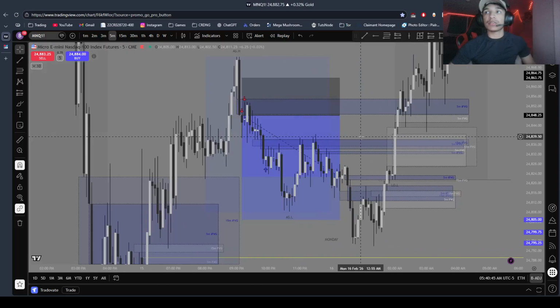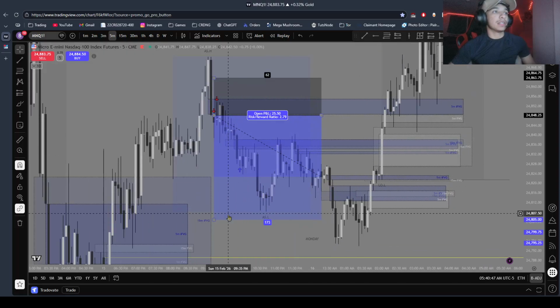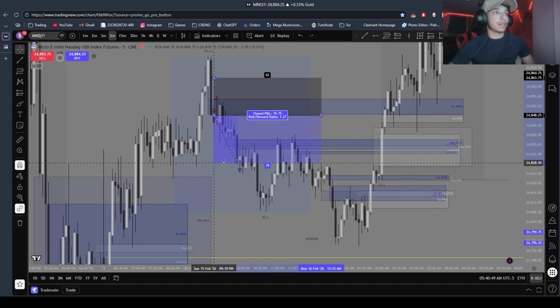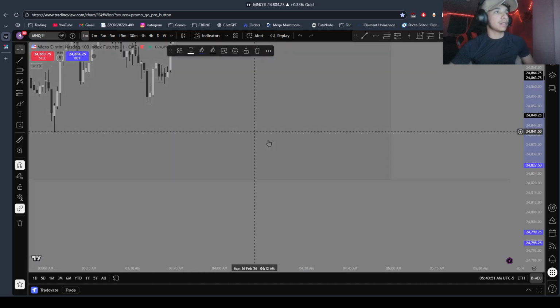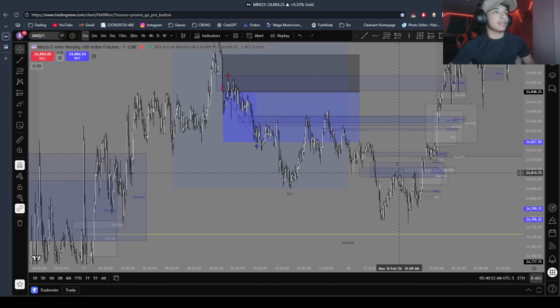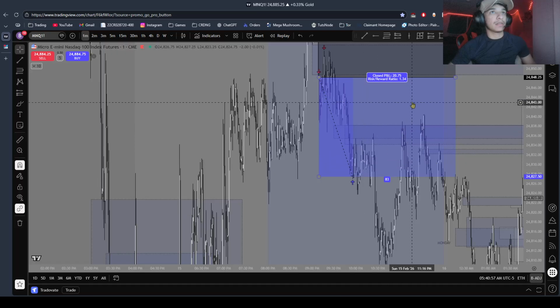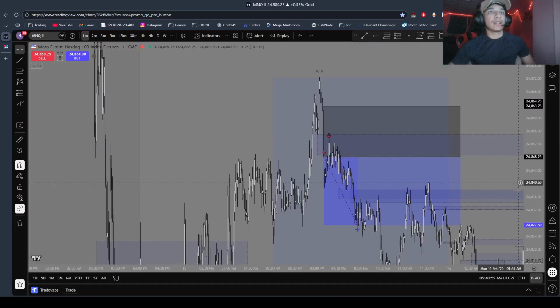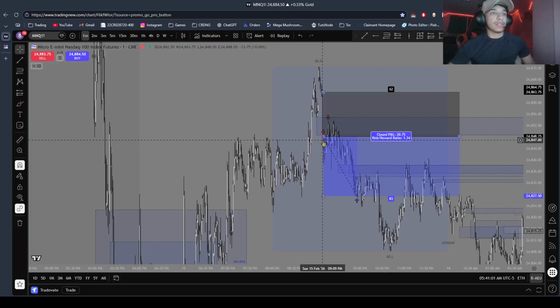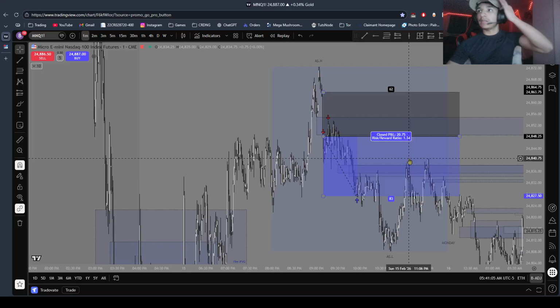Here's the execution, market orders right here, as you can see. And I believe, like I said, we got out right here. Yep, we got out right there for 123.4. Pretty long trade overall also, almost like an hour.